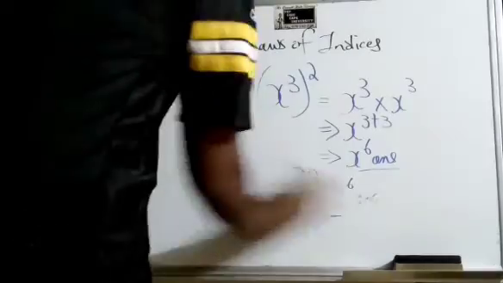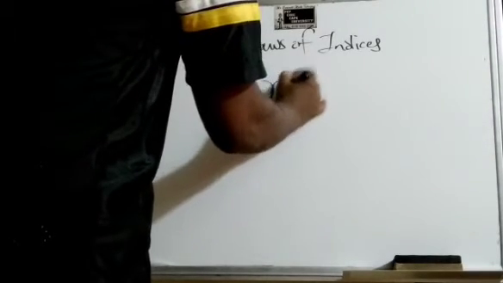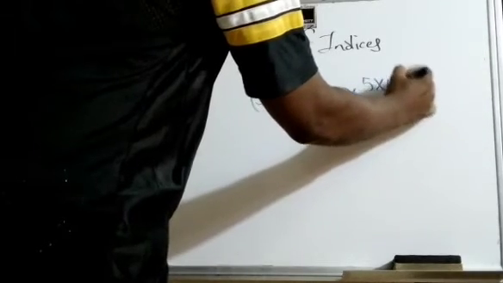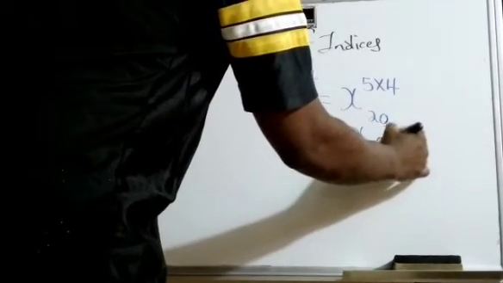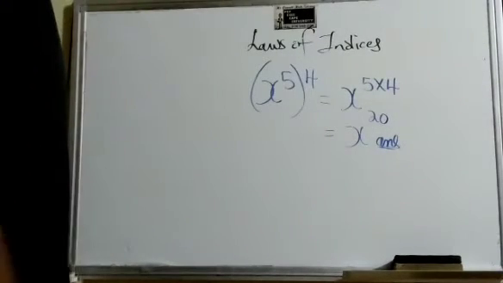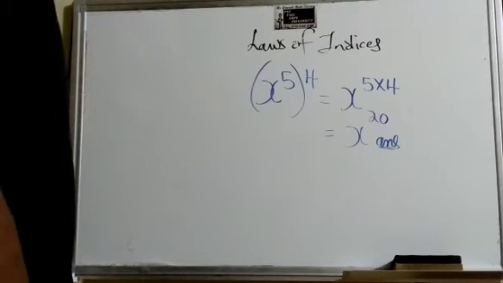So let's just look at another one. Say we have x to the 5th, bracket, to the 4th. Because it's x to the 5th times itself 4 times, it would be x to the 5 times 4. This way is very efficient. You finish very quickly. 5 4s are 20. And that would be your answer. So guys, we have basically looked at 3 rules.